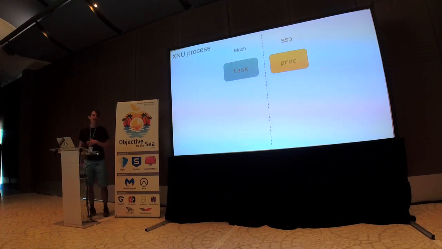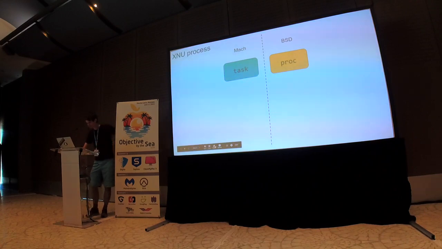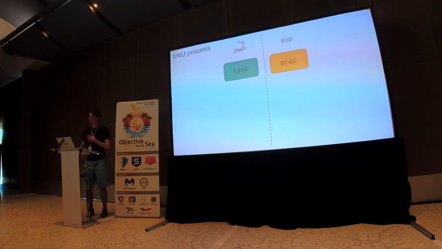You can't have any XNU talk without an obligatory slide about what is XNU. You have on the left-hand side here Mach, and on the right-hand side, BSD. Why do these exist next to each other? Well, they wanted to have this very nice old microkernel, but this microkernel can't do things like open a file or have a network stack. Mach just doesn't have those things. So what Darwin did was take BSD on one side and Mach on the other side and sort of glue them together.